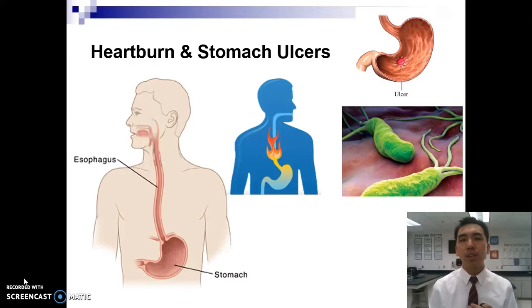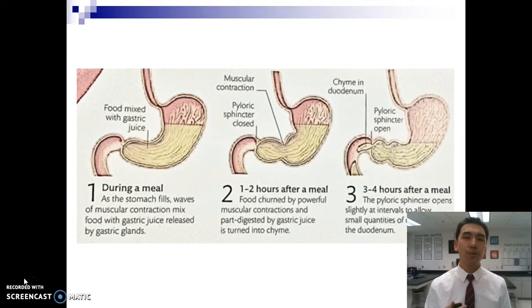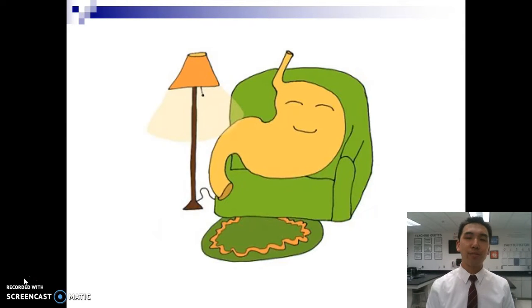Another life-relevant scenario I want to talk about is stomach ulcers, which are really important. There's a specific bacteria here that I've put up called Helicobacter pylori. And in short, if these get into your stomach, then they can actually create ulcers. So you can do some more research into that if you are interested. So as you can see, here's a progression of what happens in your stomach during a meal: 1 to 2 hours after a meal, and then 3 to 4 hours after a meal. You've got to take care of your stomach, as you can see in this picture right here.